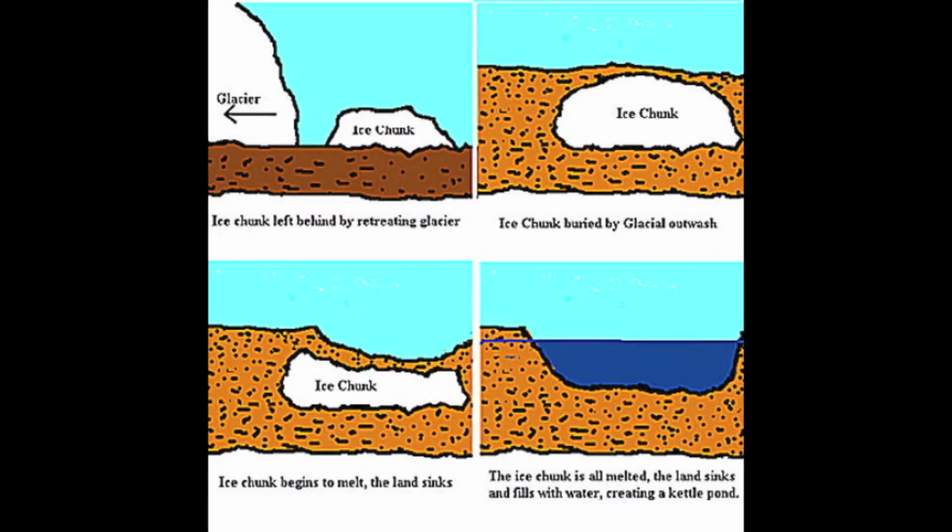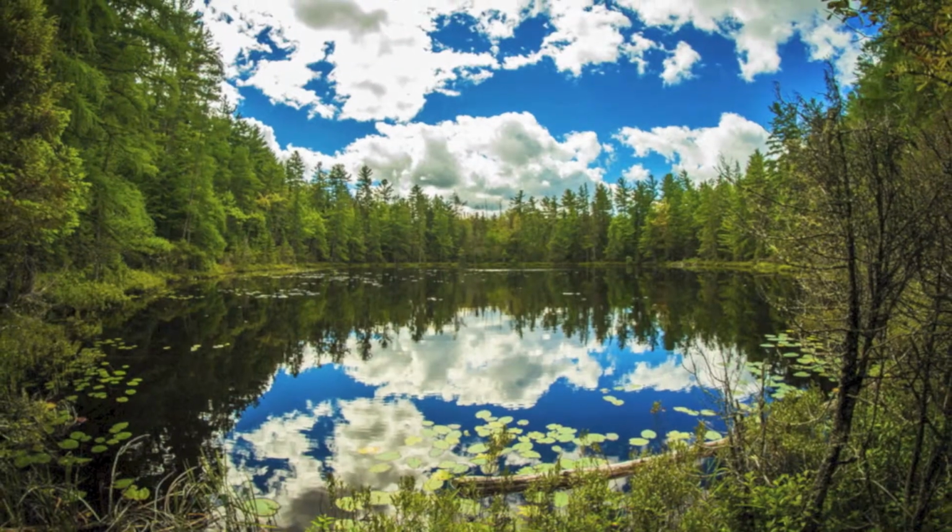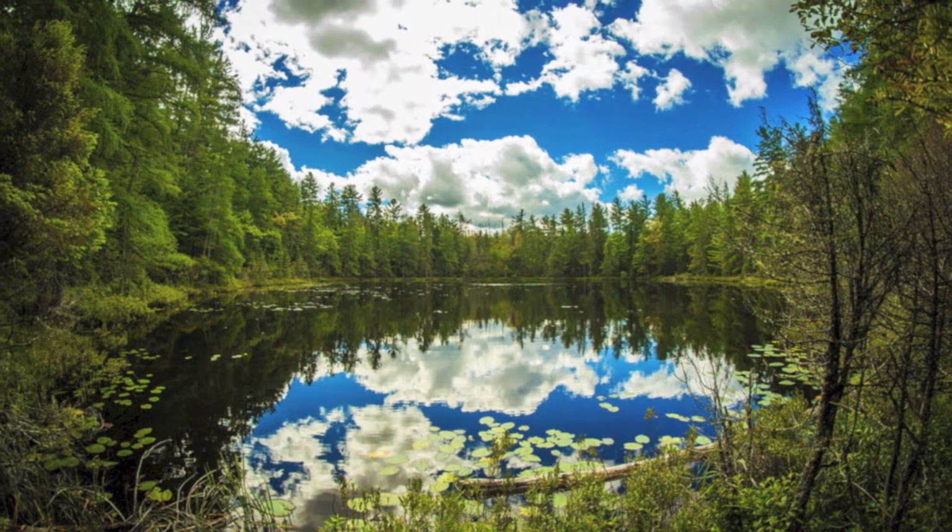Kettle ponds are ponds formed by massive chunks of ice from a glacier. These chunks break off and are eventually buried by glacial till. Once the ice chunk has settled and melted and has dropped below the water table, a kettle pond is formed.